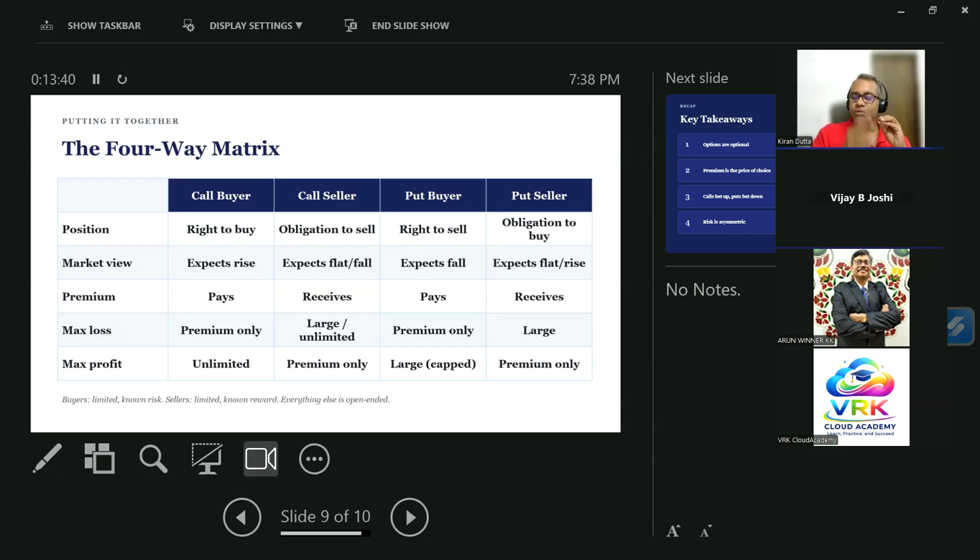Similarly, there is a call seller and a put seller; you just need to reverse it. Okay. Can you think about this for a moment? Maybe we will go through one example if possible.